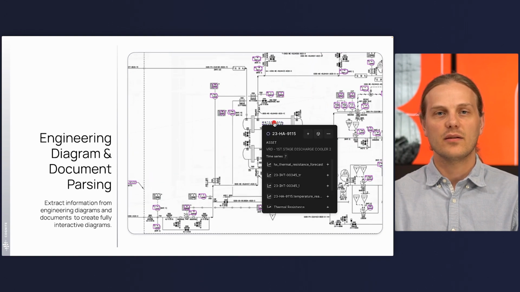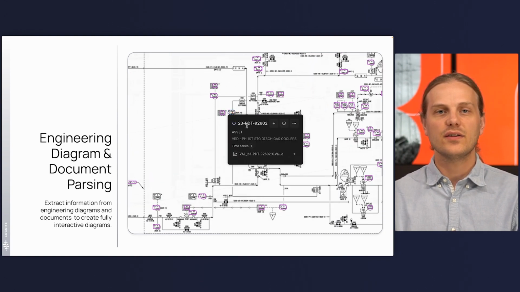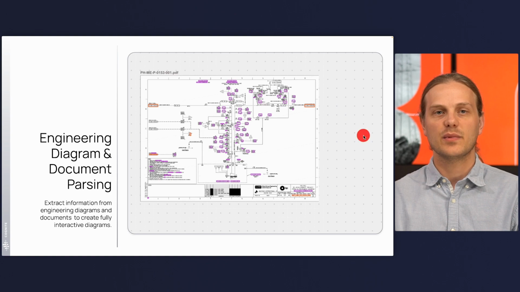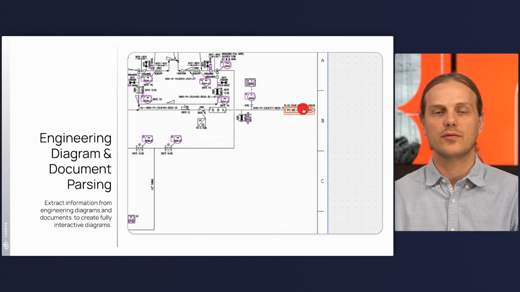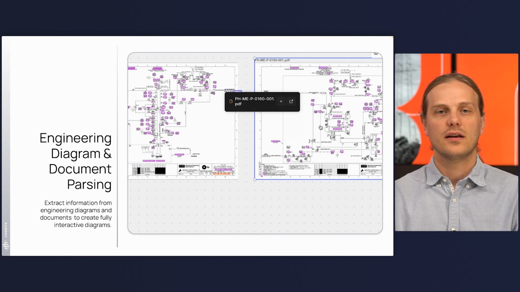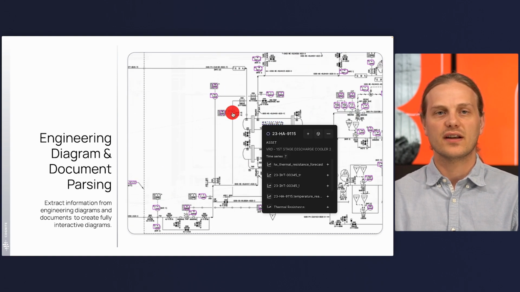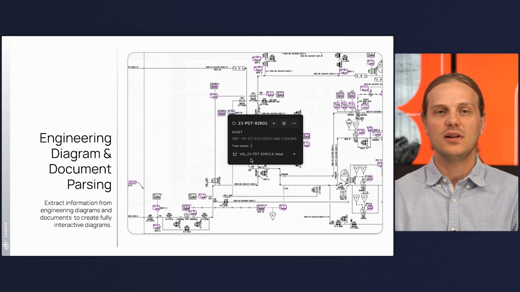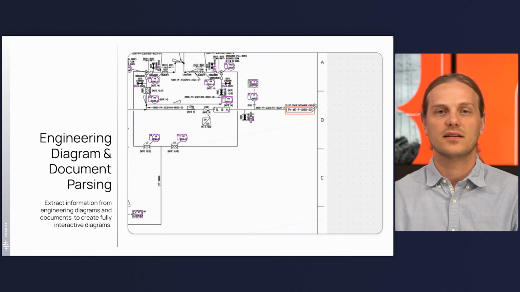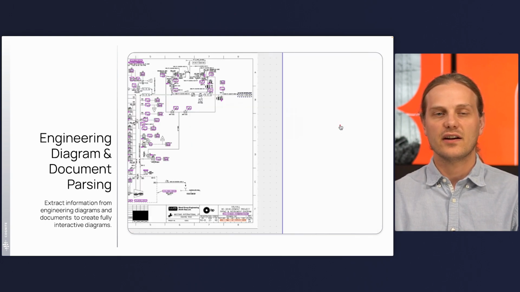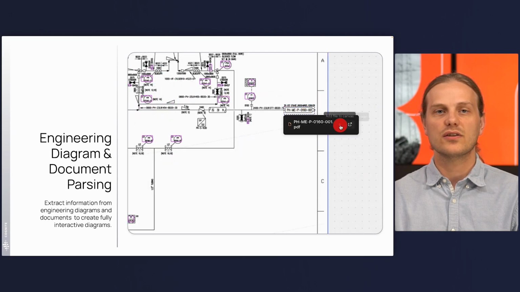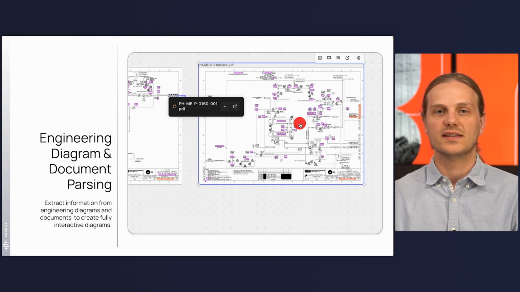Third, engineering diagram and document parsing. Engineering drawings need to be contextualized to become truly valuable and integrated into the industrial knowledge graph. This form of contextualization is about extracting information from engineering diagrams and documents, for example, PIDs and equipment specs, to create fully interactive diagrams that contain connections to all corresponding equipment tags and related documents.